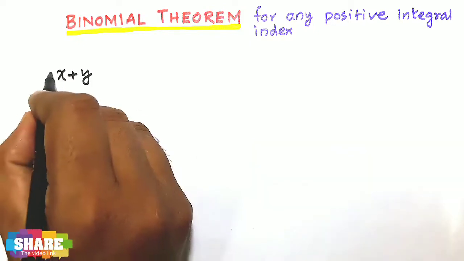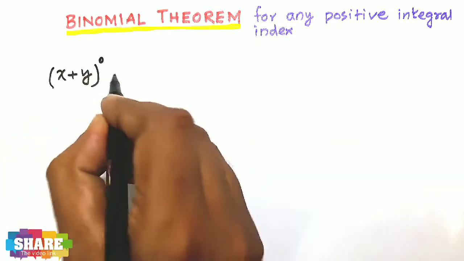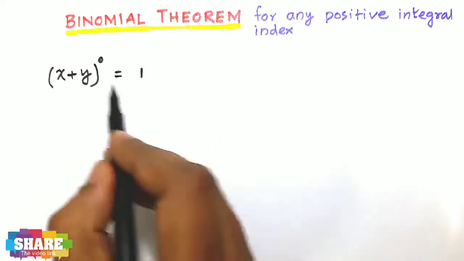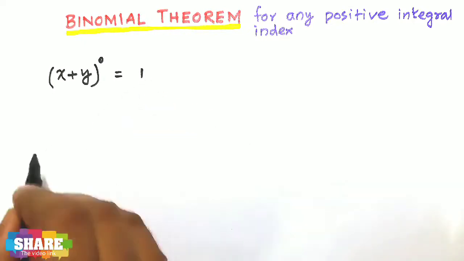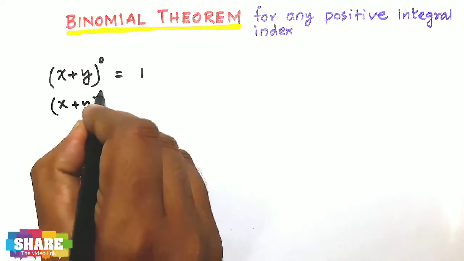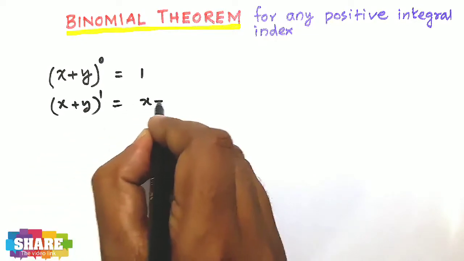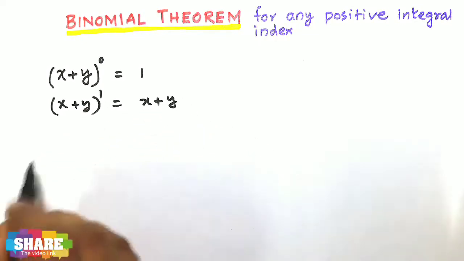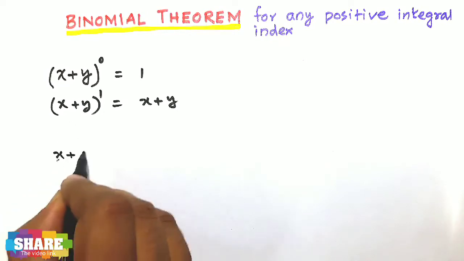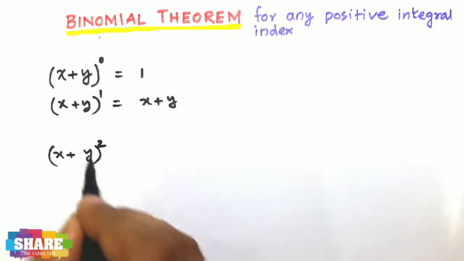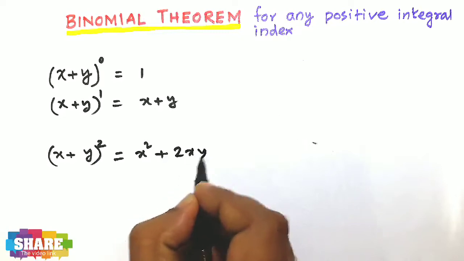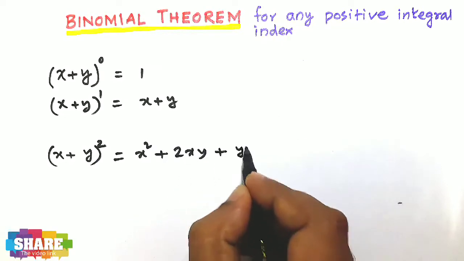If we take the index of x plus y as 0, then it will obviously be 1, isn't it? (x plus y) to the power 0 is equal to 1. And if we take an index, say (x plus y) to the power 1, then you will find again x plus y, obviously. And we take another formula, say (x plus y) to the power 2, that is the square. It is equal to x squared plus 2xy plus y squared.